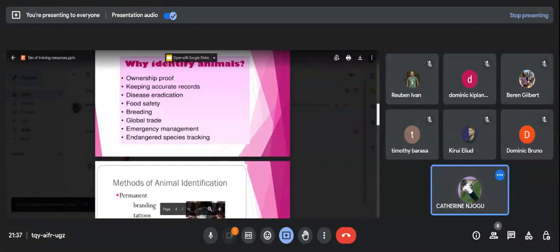Then you have endangered species tracking. It helps you know the species that you have in your farm and to help you know which species need to be branded more so that you can help in bringing up more of these species. Are we together?